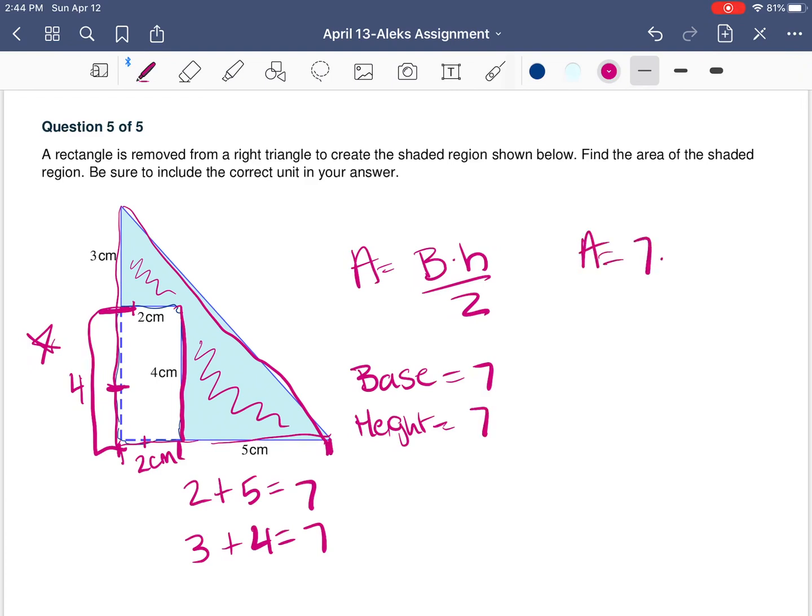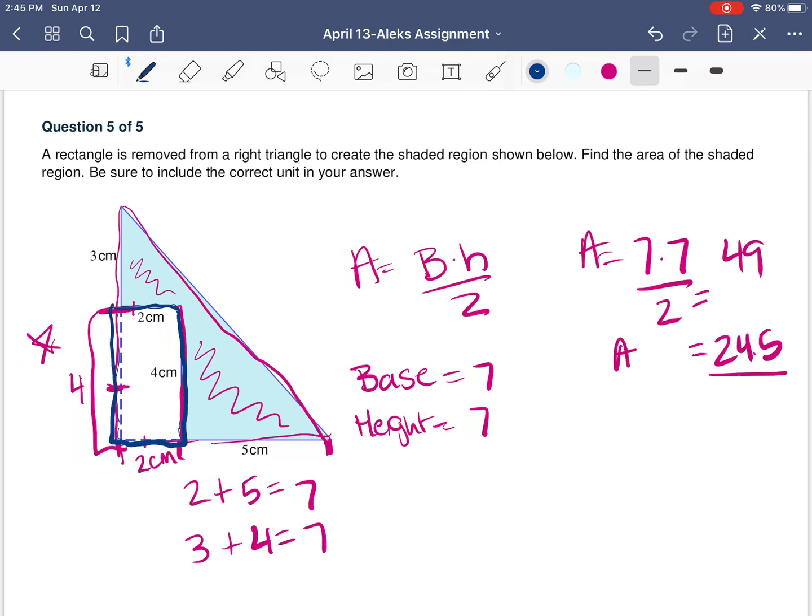So if I find that area, it would be 7 times 7 divided by 2. Well, 7 times 7 is 49. And 49 divided by 2 is 24.5. So the area of the whole triangle is 24.5. But I need to take out this square part. So we need to figure out that part.